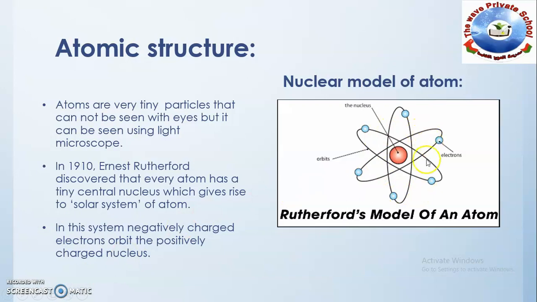As you can see here, this is Rutherford's model of an atom, in which this central part is called a nucleus. And around the nucleus there are certain orbits in which electrons are orbiting. So we can say that electrons orbit the positively charged nucleus. This is known as the nuclear model of the atom.